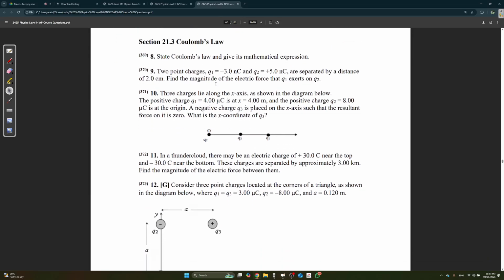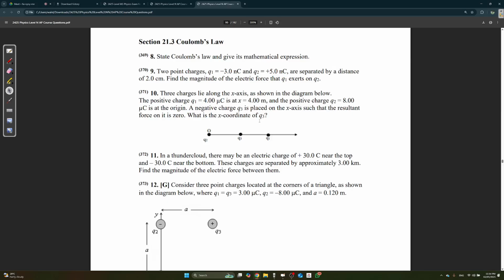Question 10. Three charges lie along the x-axis as shown in the diagram below. The positive charge Q1, which is 4 microcoulombs, is at x equals 4 meters. And the positive charge Q2, which is 8 microcoulombs, is at the origin. So Q2 is over here at the origin. A negative charge Q3 is placed on the x-axis such that the resultant force on it is 0. What is the x-coordinate of Q3?